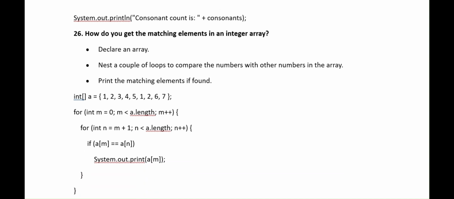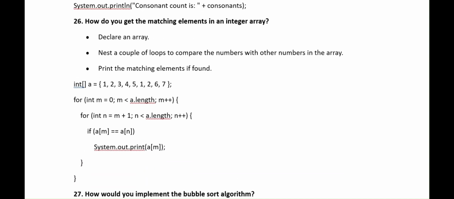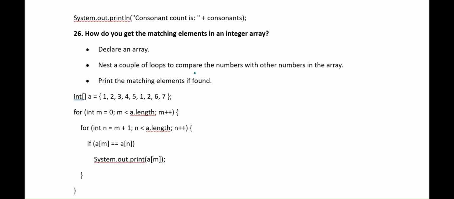Next program is how do you get matching elements in an integer array? First of all, declare an array. Then nest a couple of loops, two loops, to compare the numbers with the other numbers in the array. For example, int array a equal to 1, 2, 3, 4, 5, 1, 2, 6, 7. This is an outer for loop and an inner for loop. If this condition is true, it will print a of m.